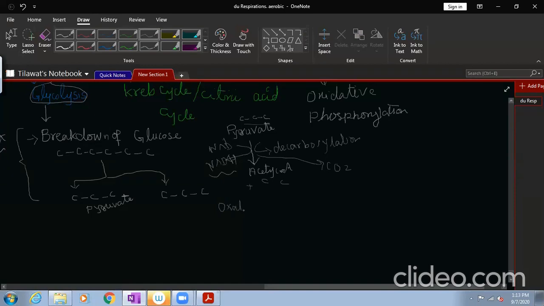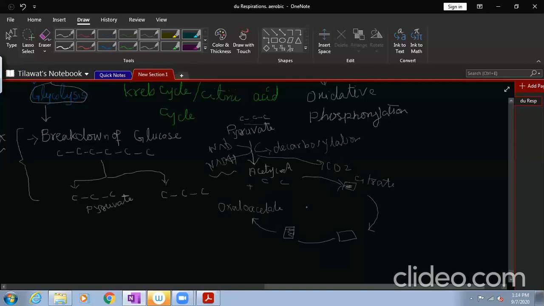Now this acetyl coenzyme A will combine with whom? Oxaloacetate. And this will make another product called citrate, or citric acid. That citrate will convert into different intermediates, changing from one to another, and at the last you will get oxaloacetate again. So this is just a cycle. Acetyl CoA plus oxaloacetate convert into citrate, and then pass through a cycle.